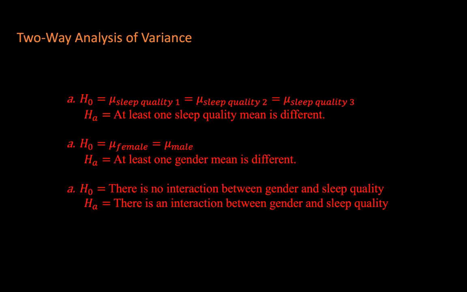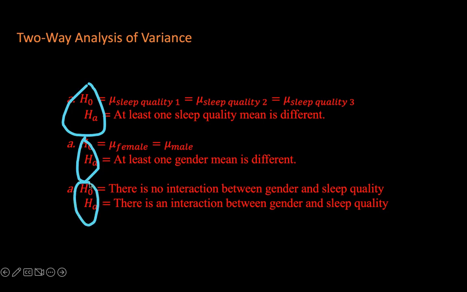So, two-way analysis of variance, two-way ANOVA. Here's an example of what our hypothesis test might look like. Here we were testing sleep quality and gender. Those were our 2 factors. We basically have three hypothesis steps. One tests whether the means between sleep qualities are the same, and the second tests whether the means between the genders are different or the same. The third is whether there is an interaction between those two factors, gender and sleep quality.